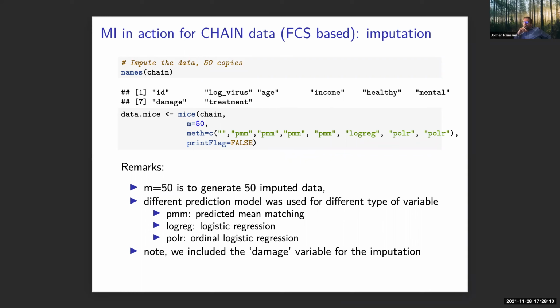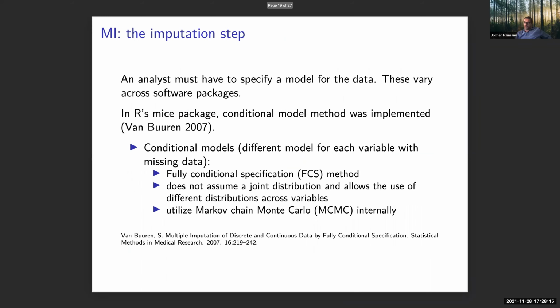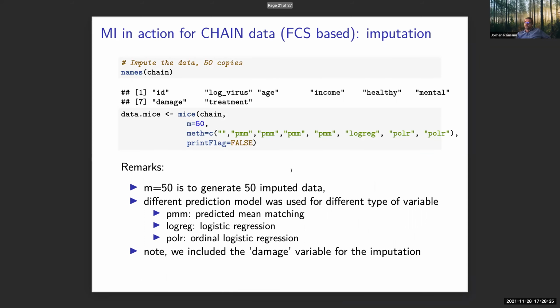So now we're looking at the chain data. Just like we said, this is a fully conditional specification method that does not assume a joint distribution and allows different distributions across variables.